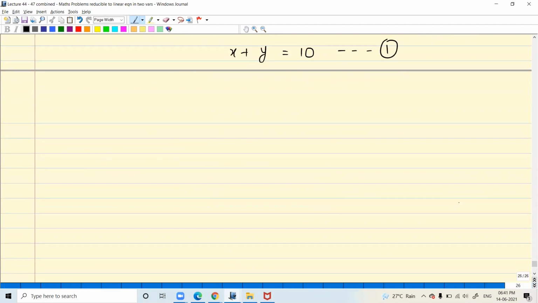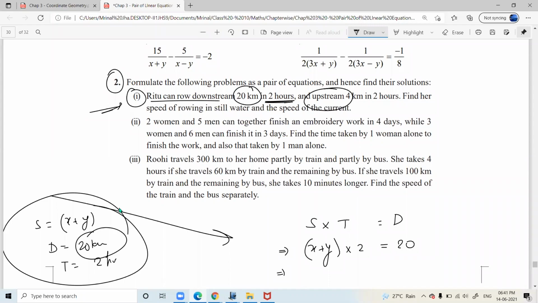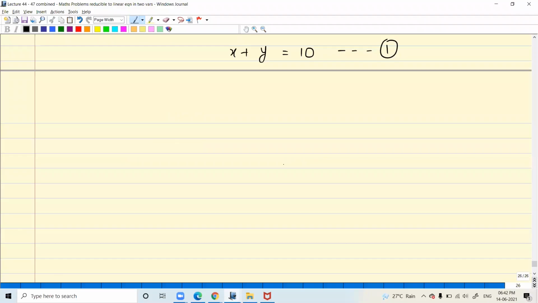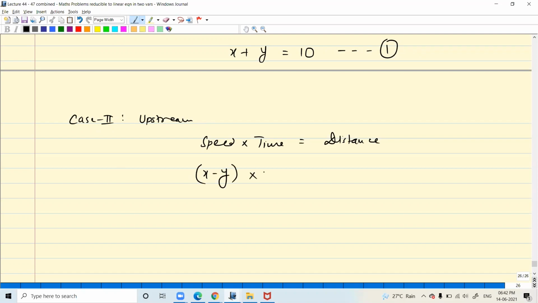Now let's move on to the second case, when the person is going upstream. So what happens while going upstream? 4 kilometers, that's the distance, and it takes the same 2 hours. Distance and time are given, and the speed we have assumed is x minus y, the upstream speed. So it is the same thing: speed into time is equal to distance. This time the speed is x minus y, time is the same 2 hours, and the distance covered was 4 kilometers.